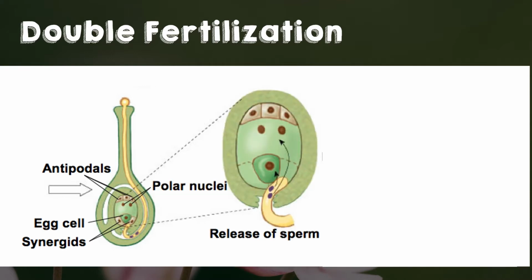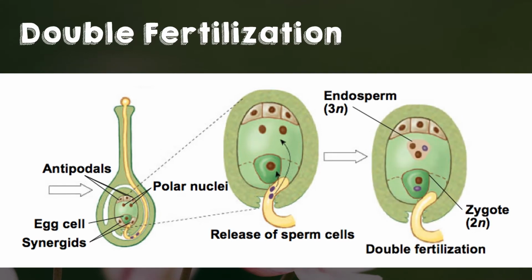Before releasing the sperm to the embryo sac, the generative cell in the pollen tube divides into 2 to form 2 sperm cells. So, dalawang sperm ang papasok sa embryo sac for fertilization. That's why the fertilization in flowering plants is called double fertilization. What happens next upon releasing the sperm cells? One sperm fertilizes the egg cell, which forms the zygote. Remember, the sperm and egg cell both contain one set of chromosomes. Kaya ang zygote meron siyang 2 sets of chromosomes, or 2N.